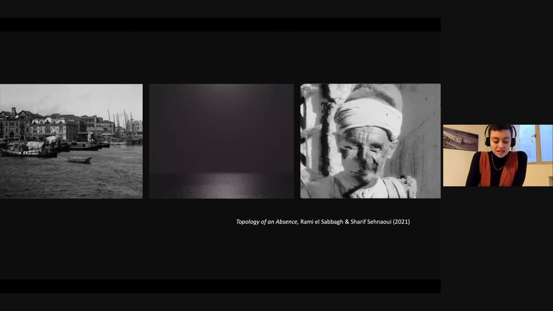So the absence is not only of these images from, as I said, our collective and personal histories, but what we're discovering is also the absence of these images from our public archives.